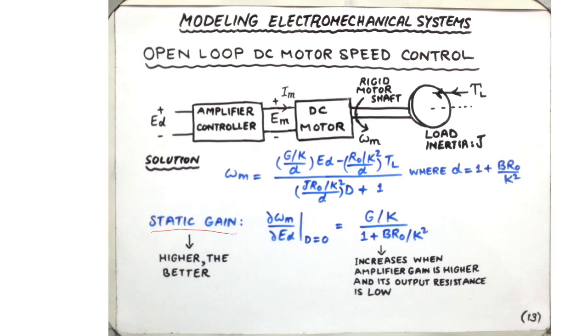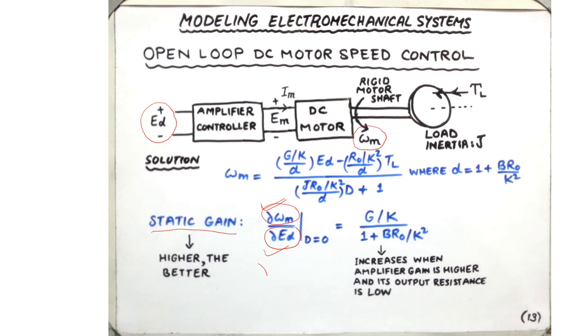Static gain is defined as the partial change, or the rate of change, of motor speed with respect to the change in the supply voltage. That is, the static gain measures how sensitive the speed is with respect to changes in the input supply voltage. So if we change the supply voltage, how quickly is the speed of the motor going to change?